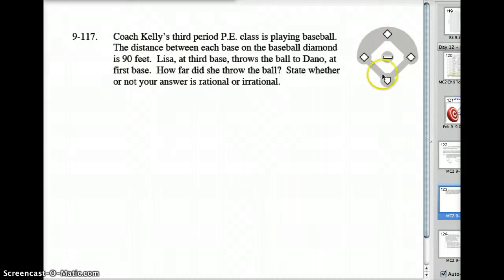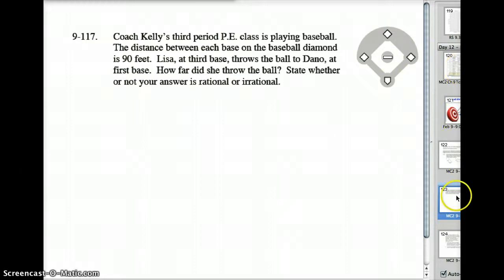The question is, Lisa's over here at third base and throws the ball across over to first base. This distance here is not 90 feet. We know that this is 90 feet, and we know that this is 90 feet. But we've got to find this. By the way, this makes, if you don't know, a right triangle right here. So we've got A and B both equal 90. You need to find C on that. So use your Pythagorean theorem to solve for how long that side would be. Pause the video, and when you're done, come on back. I'll be back in 3, 2, 1.